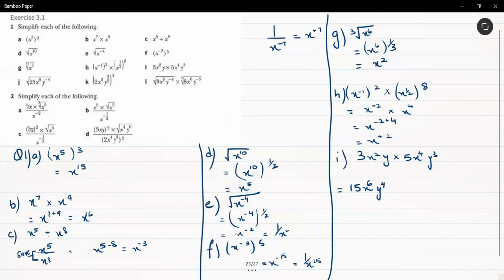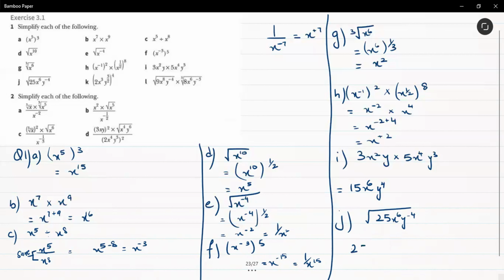I is here. J is under root 25 x to the power 6, y to the power negative 4. Now the thing is, if we would simplify this, we would get 25 x to the power 6 y to the power, in fact, let me just put it in.